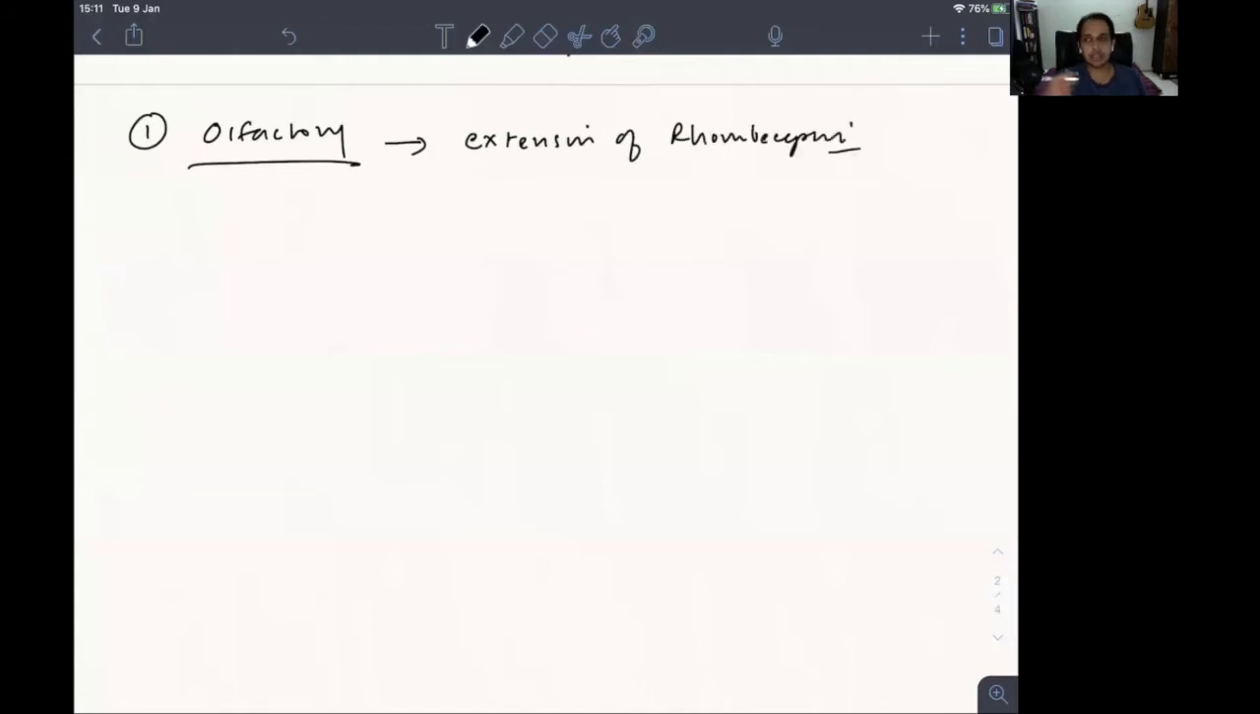So it's not considered to be sort of a true cranial nerve. It is almost like an extension of your rhombencephalon. There are other things that separate the olfactory nerve from your other cranial nerves.